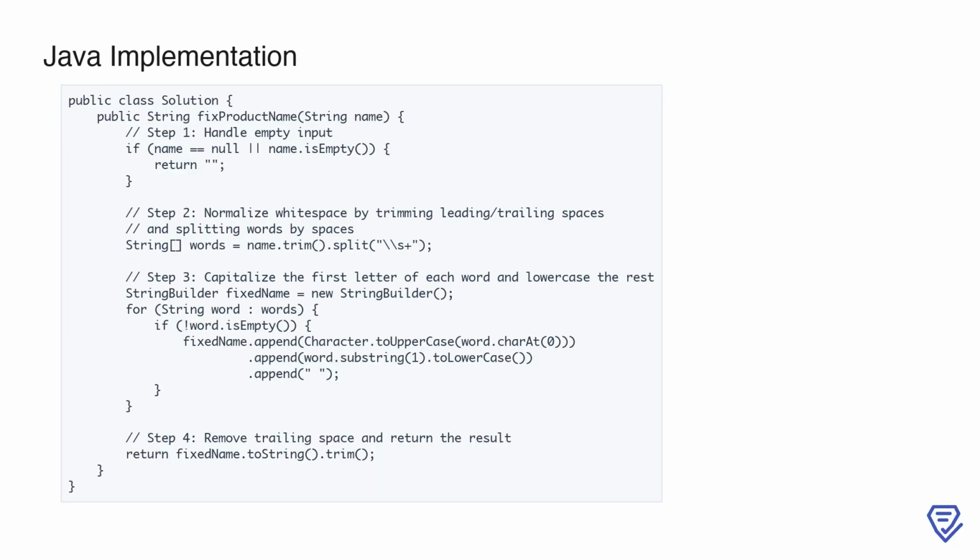This is the Java implementation of the fixed product name problem, mirroring the logic of the given Python solution. The implementation includes handling empty or null inputs, trimming excess whitespace, and properly capitalizing the first letter of each word while converting the rest to lowercase. Key differences include the use of Java's StringBuilder for efficient string concatenation and explicit type declarations. The logic and behavior remain consistent with the Python version.